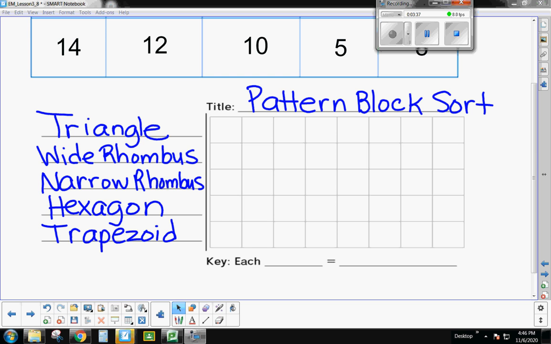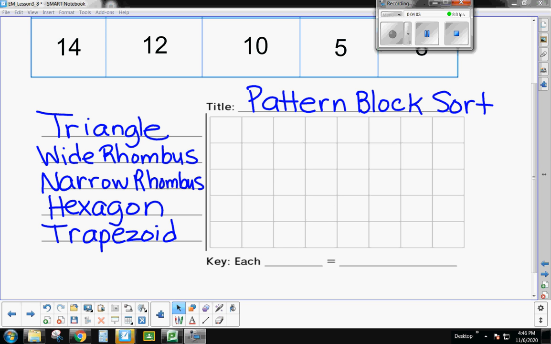Now, in years past, some boys and girls have decided that they wanted to draw triangles for triangles and wide rhombuses and narrow rhombuses and hexagons. But I'm going to tell you, it gets a little hairy trying to draw all of these shapes. So we're just going to pick a very simple shape that we can draw for each of these. Okay? Now, something that makes pictographs a little bit different from bar graphs.